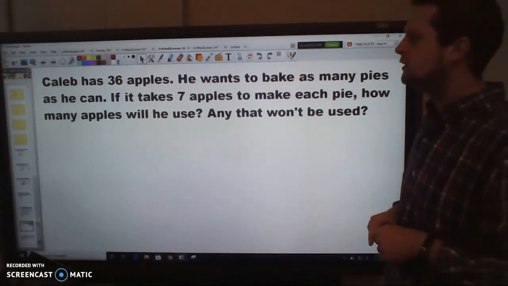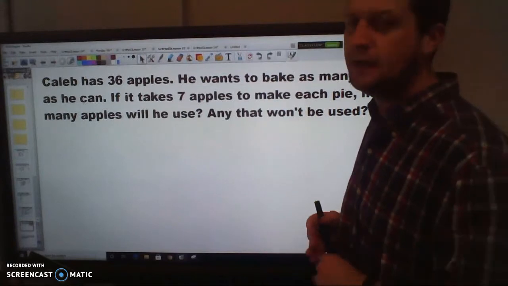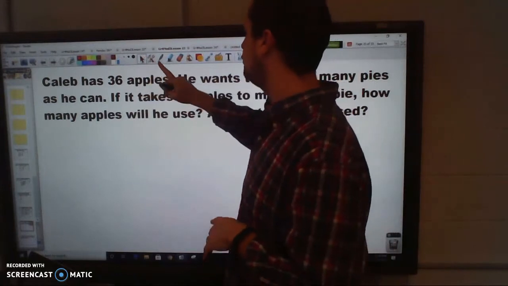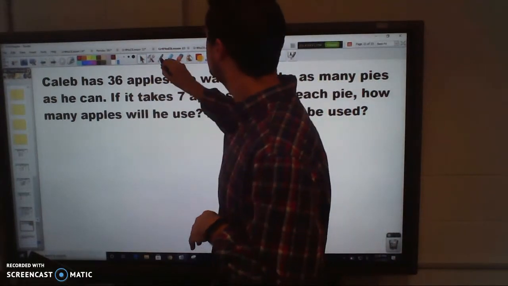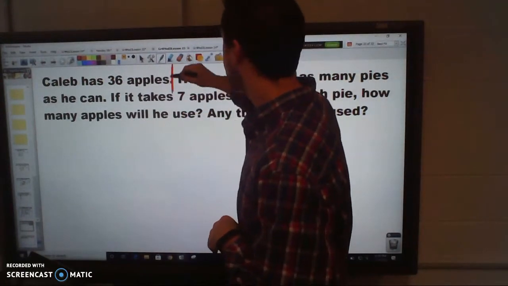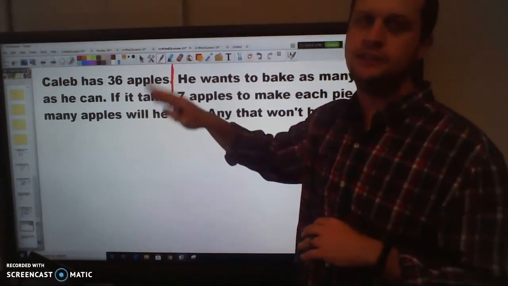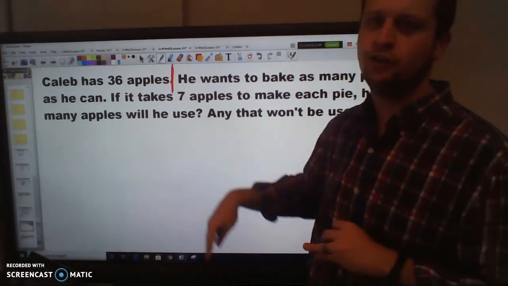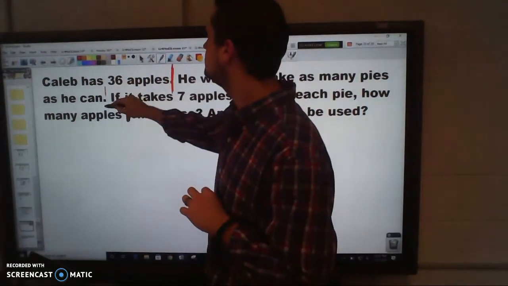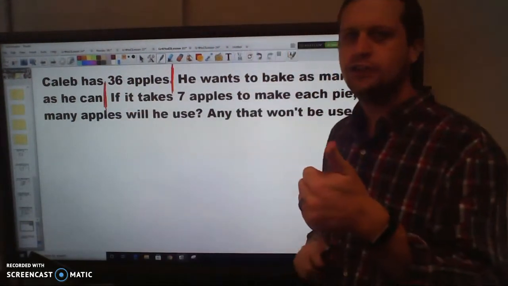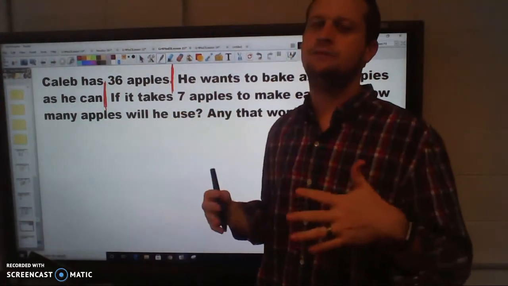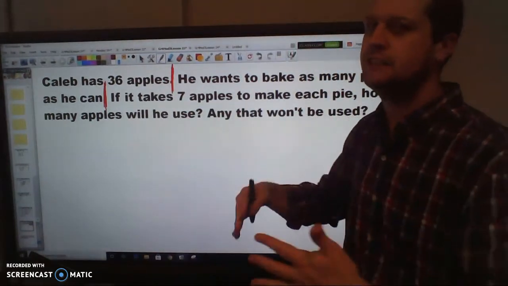All right. So again, I'm going to start doing my cutting here, my dissecting. Remember, it helps me kind of chunk the problem, make it easier for me. Caleb has 36 apples. Change it to red since we're talking about apples. Cut. So I know how many total apples he has. All right. I know he has 36 apples. He wants to bake as many pies as he can. Cut. All right, so I know he has 36 apples. I know he wants to make as many as he can, but I don't know yet how much it takes to make an apple pie. Let's see if the next sentence tells us that.